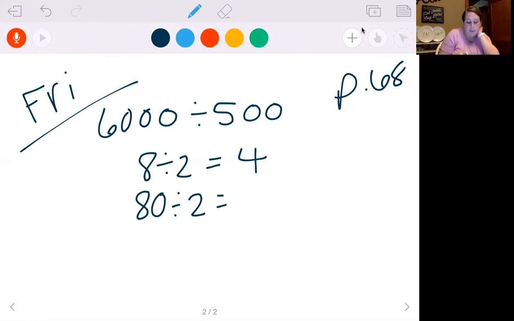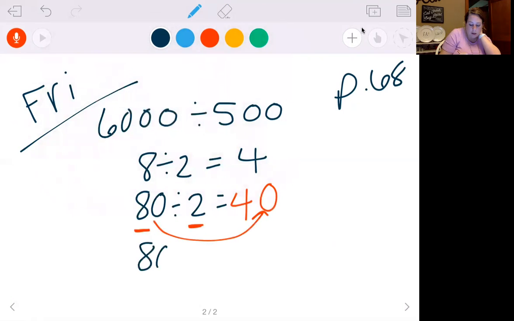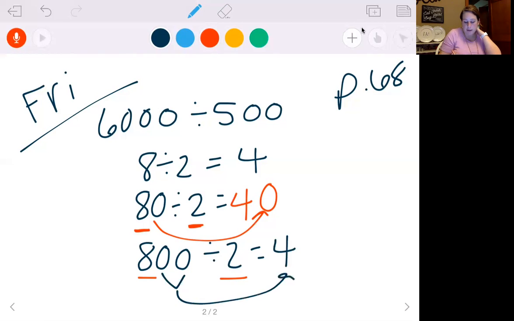You do the same thing we did before. Take the 8 and the 2, the non-zero digits, divide 8 by 2 and get 4. Take that 0, add it over. 80 divided by 2 is 40. Okay, then we have 800 divided by 2. Same thing. 8 divided by 2 is 4. And we have 2 zeros we're going to add over here, so we get 400.